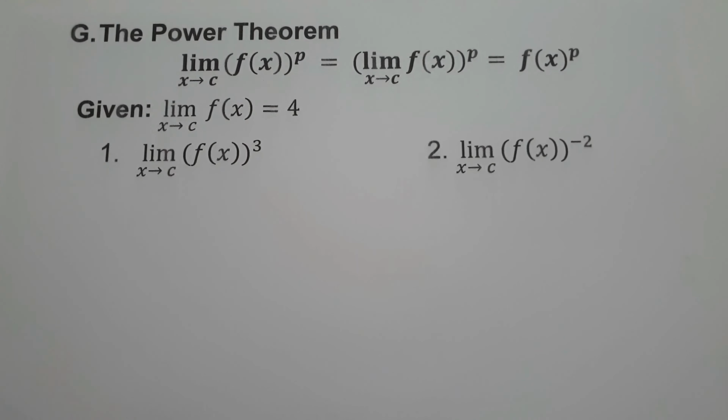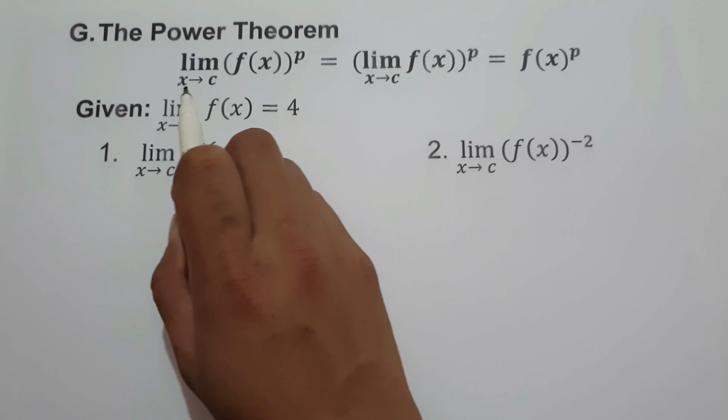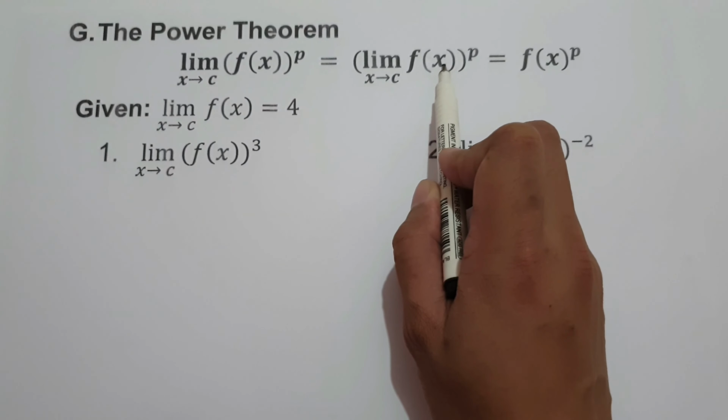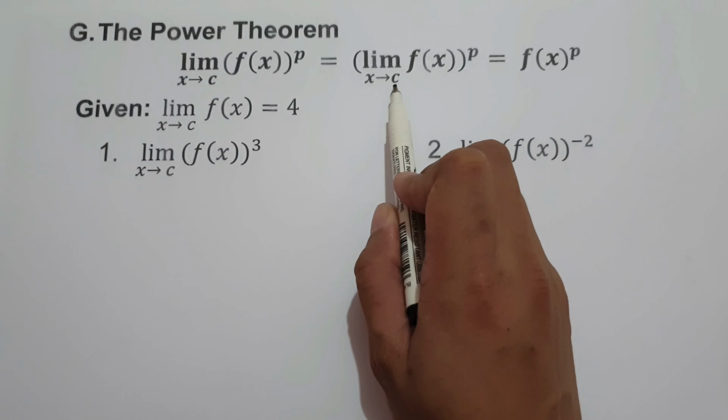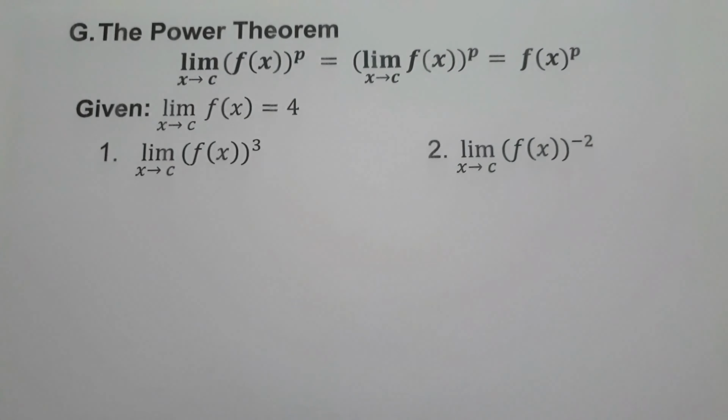The next one is the power theorem. When we say power theorem, the limit of an integer power p of a function is just the power of the limit of the function. It is written in the form of the limit of f of x raised to p as x approaches c is equal to the limit of f of x as x approaches c, raised to p.